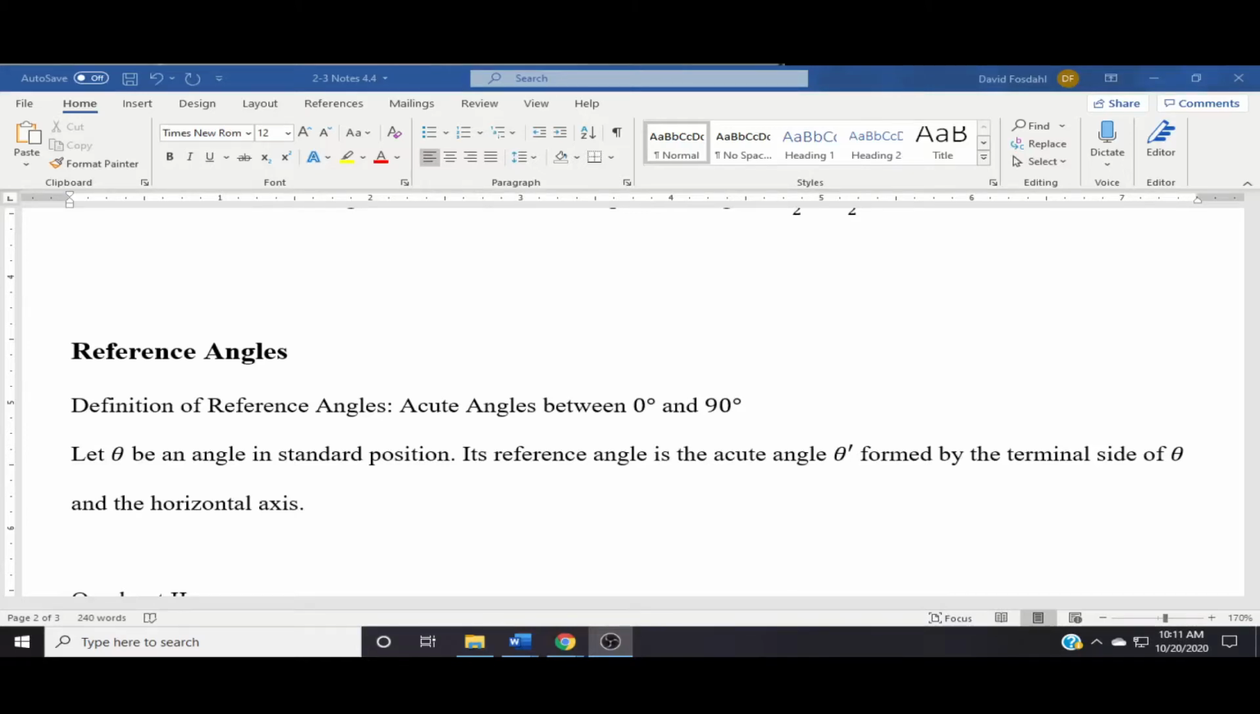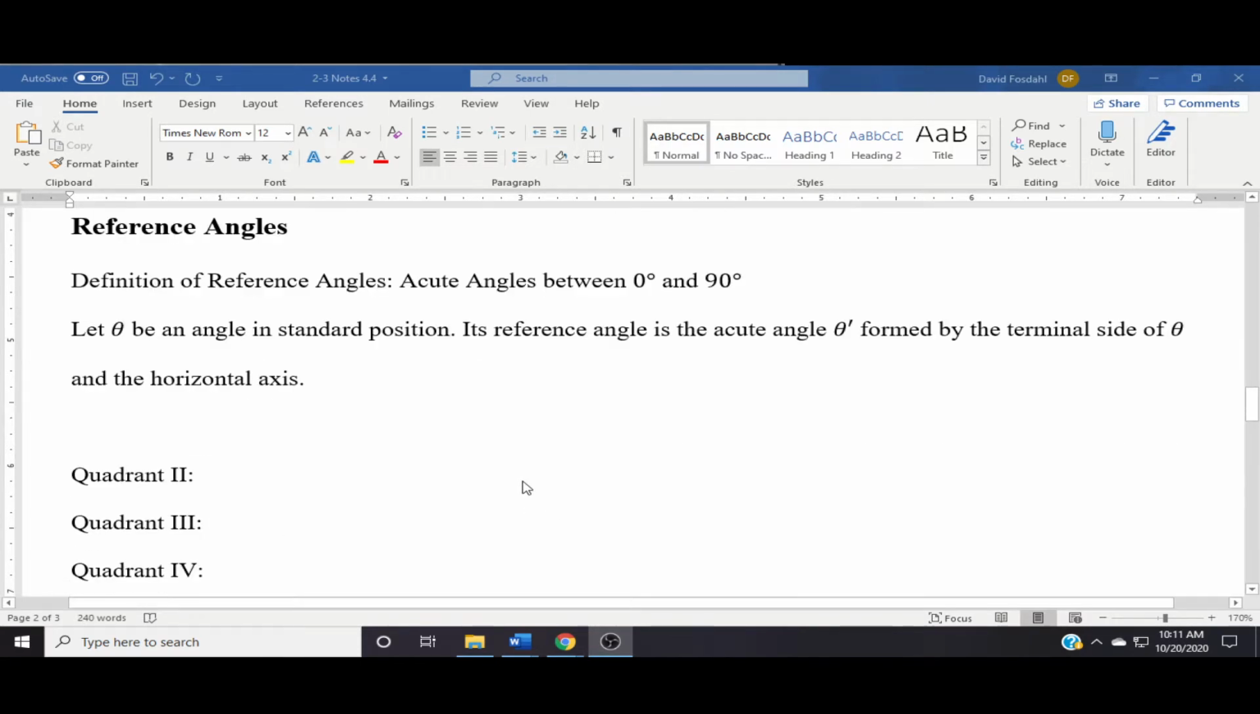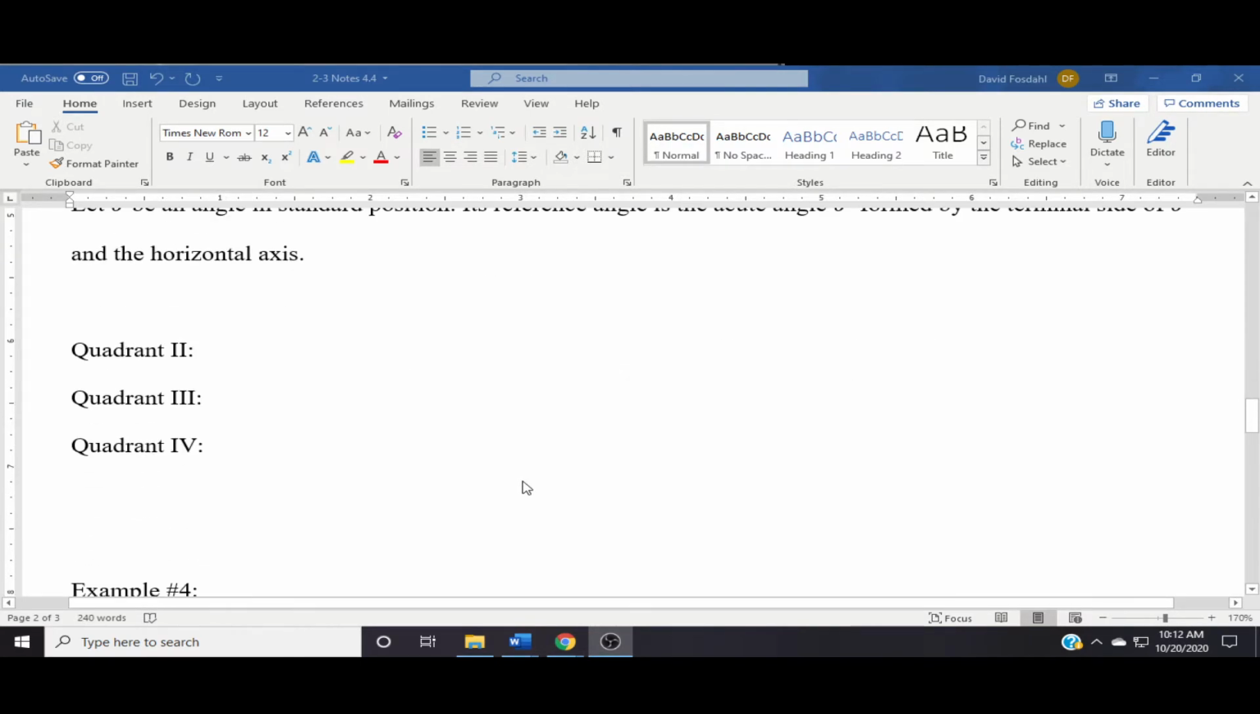Hello and welcome back. We are still doing it with reference angles here. The definition of reference angles is an acute angle between 0 and 90 degrees. That is what an acute angle is. Sorry for the redundancy. Let theta be an angle in standard position. Its reference angle is the acute angle theta prime, formed by the terminal side of theta and a horizontal axis. You can pause the video if you need to have the definition written down.